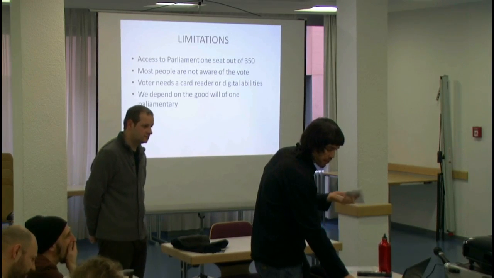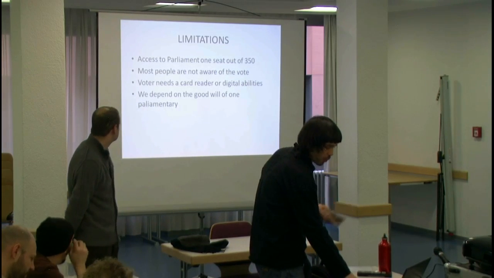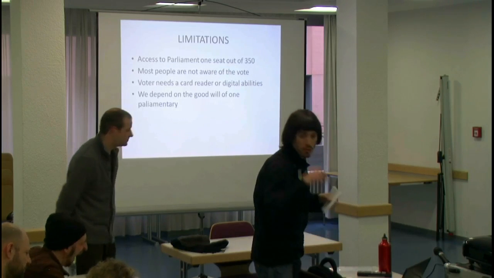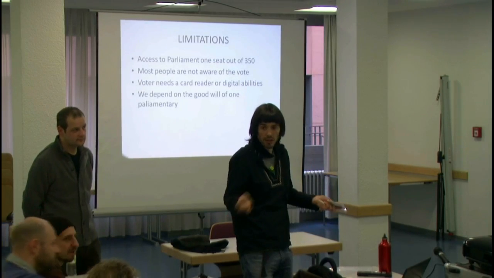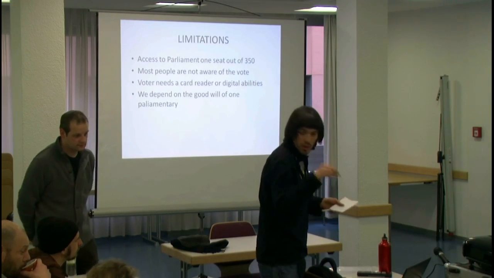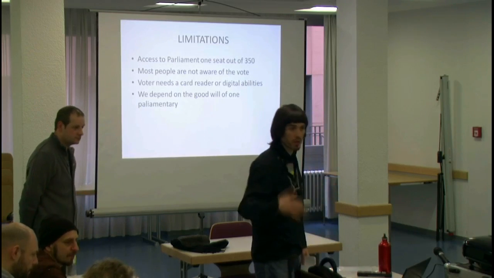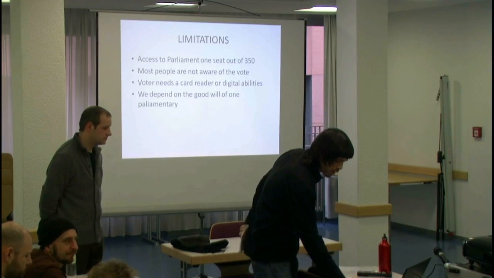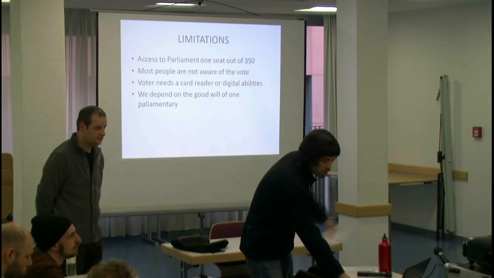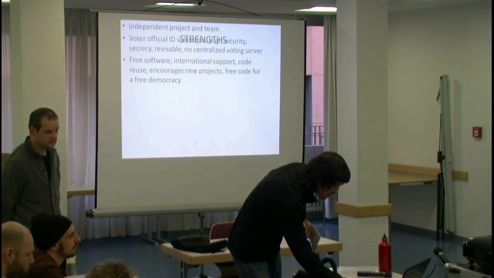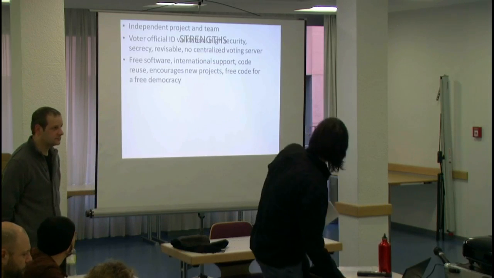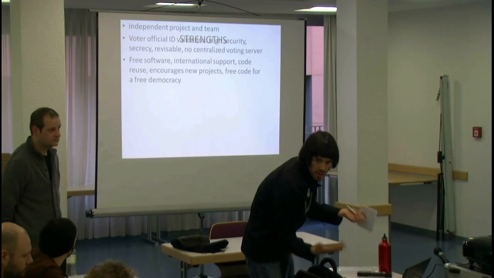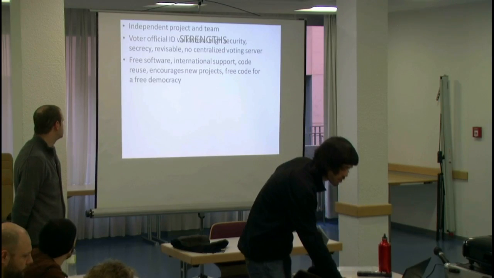Limitations: we only had one seat of 350. Most people were not aware they could vote. A voter needs a card and a card reader, so you also have this card here, and hardly anybody used their cards to vote. Most were already registered because this party had their names already on their DNA. And we depend on the goodwill of a parliamentarian at the moment. The strength is an independent project, official ID voting, so we are as sure as official elections.